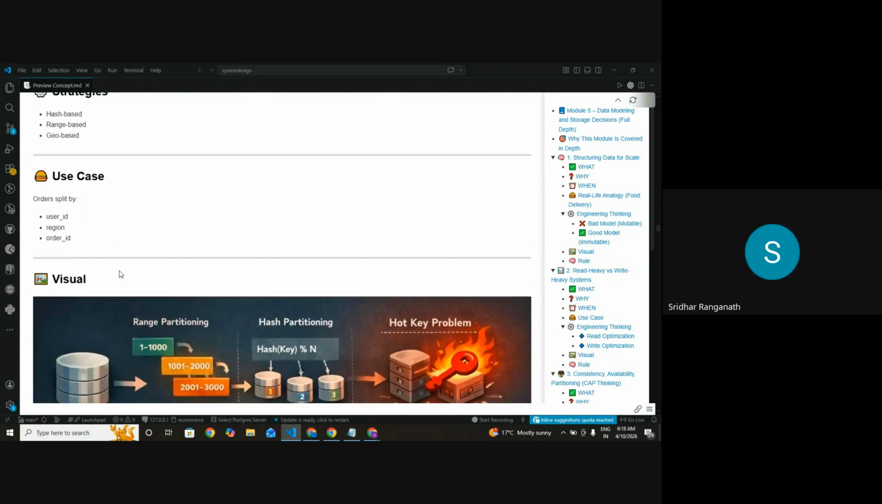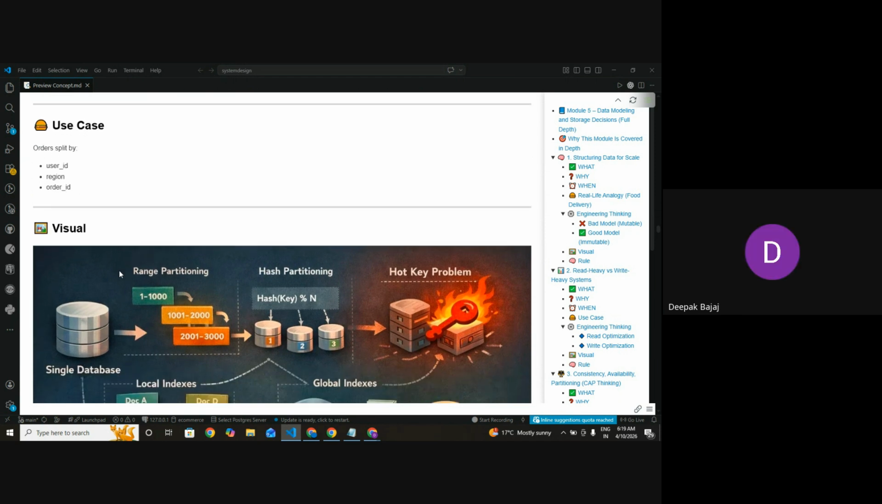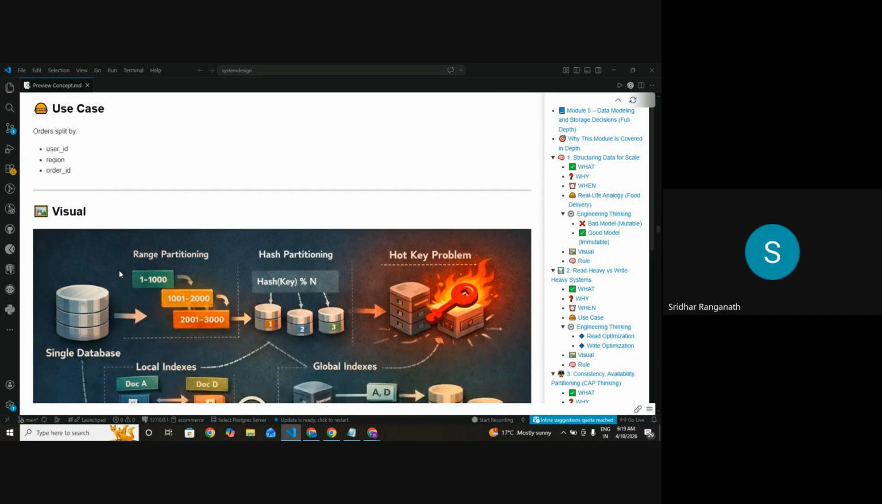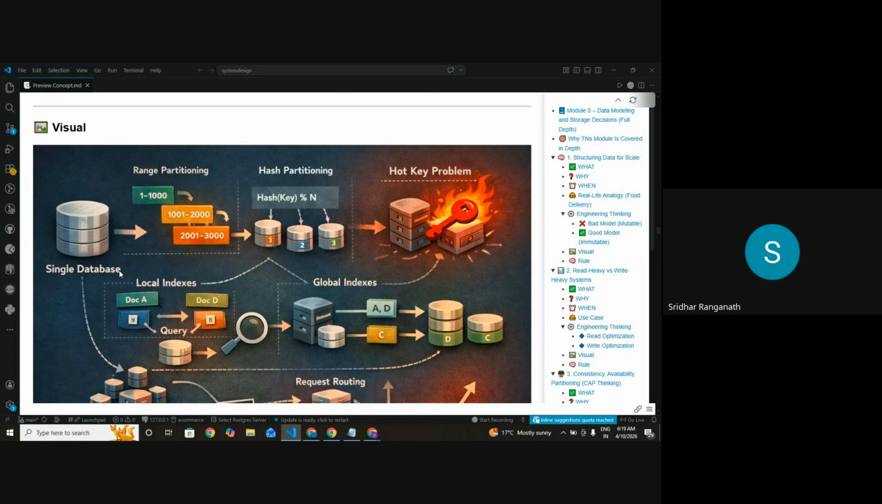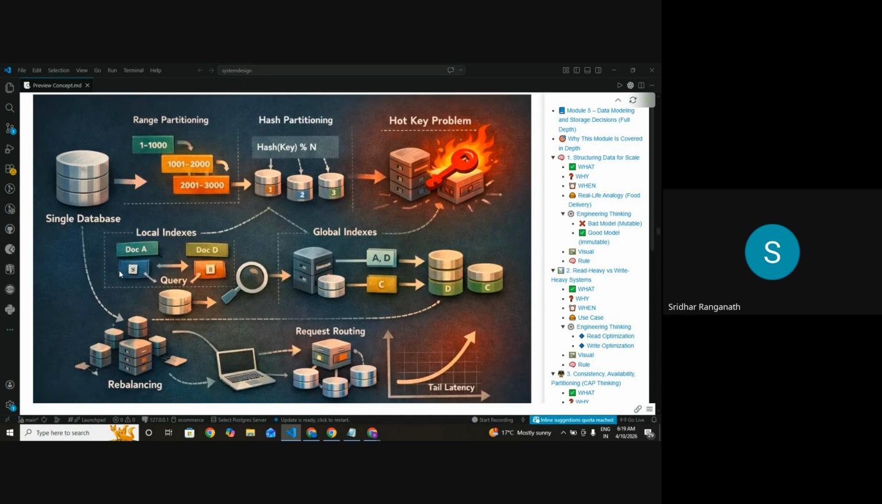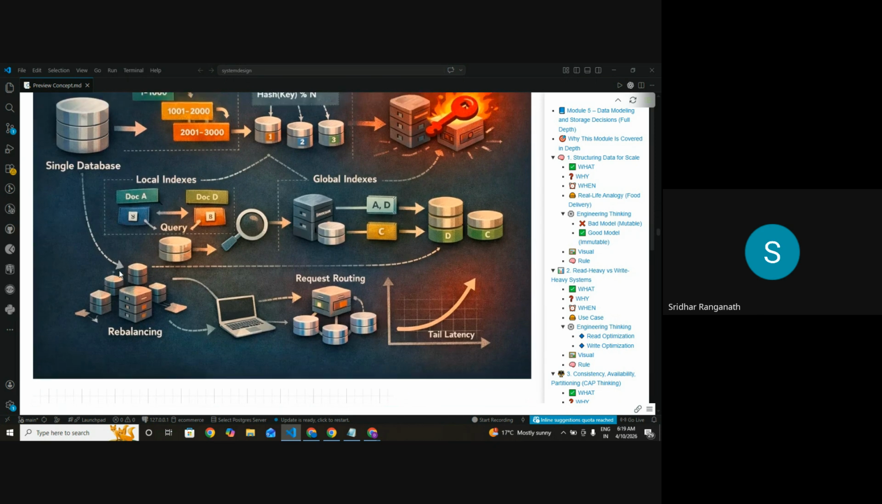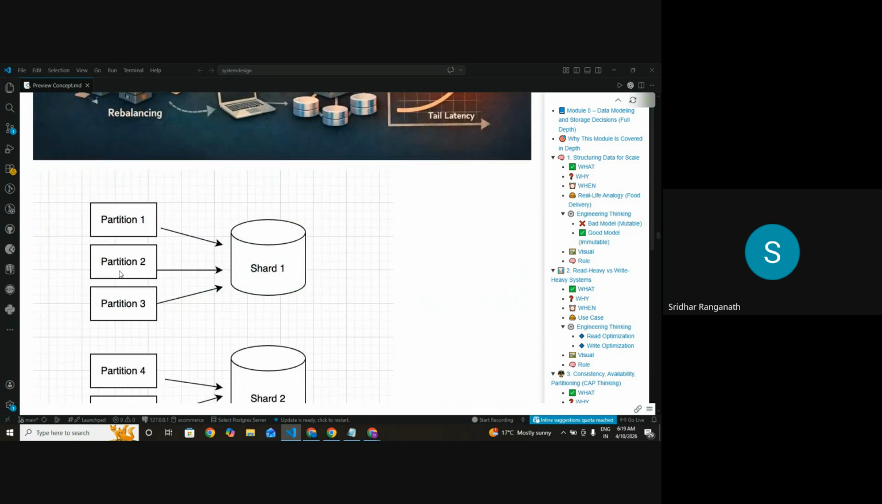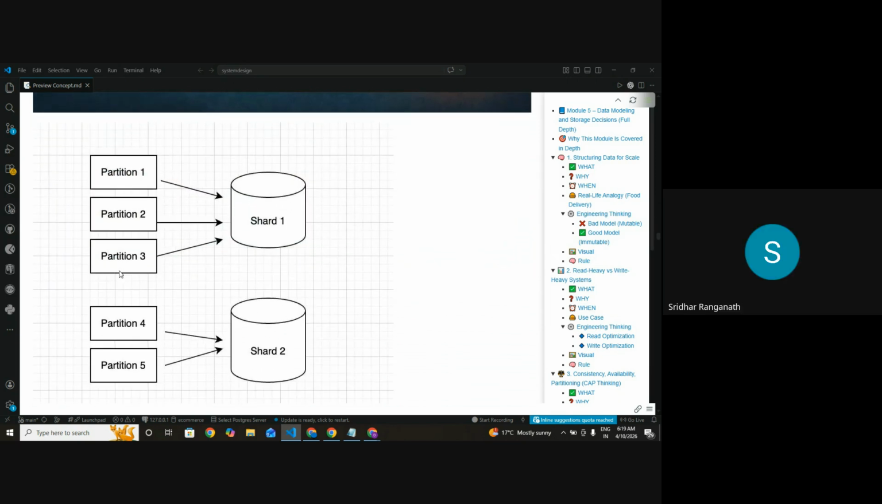And the use cases: order split by user ID, region. So you are able to see this, a beautiful picture. Local and global index. Rebalancing, request routing.